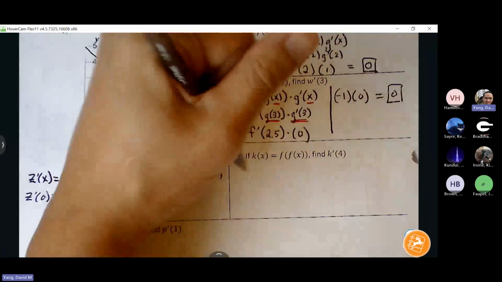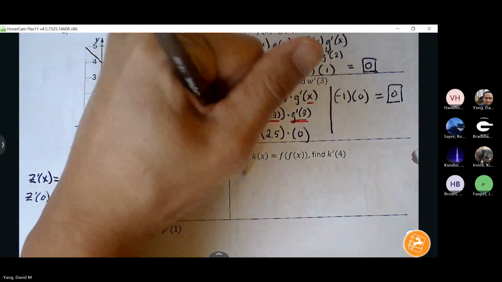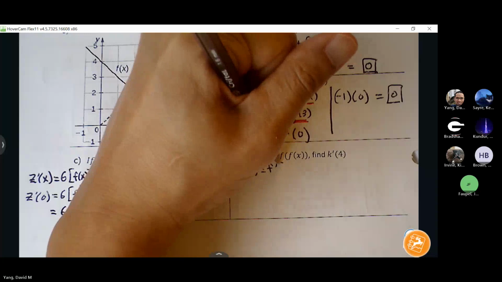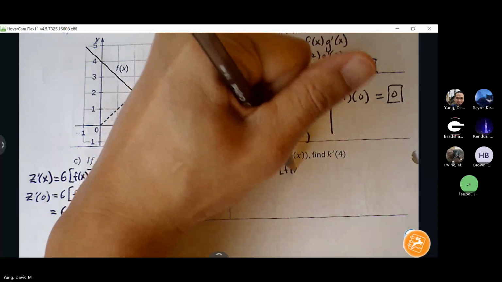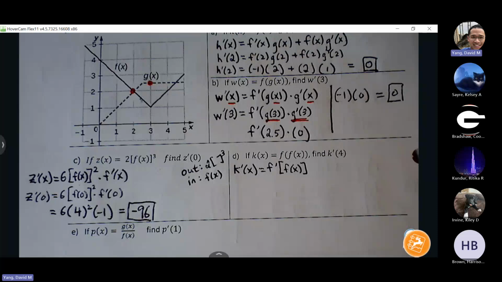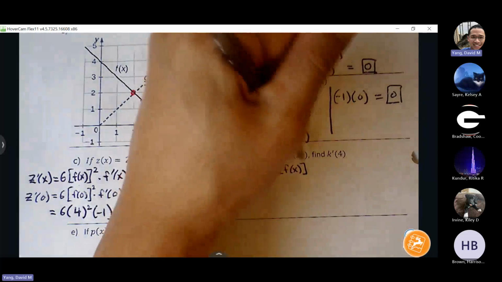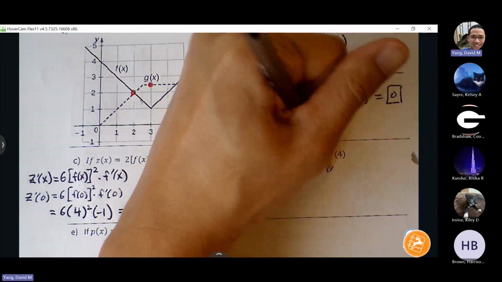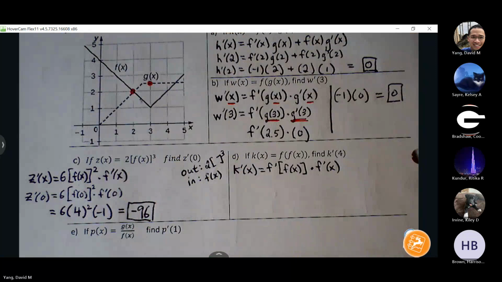Okay, so outside times inside's derivative. Take the outside's derivative, leave the inside alone, or keep that inside as is, and then multiply by the inside's derivative, times f prime. Okay, replace every x with 4.